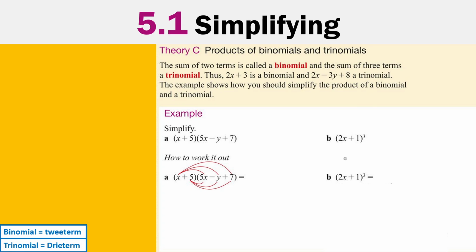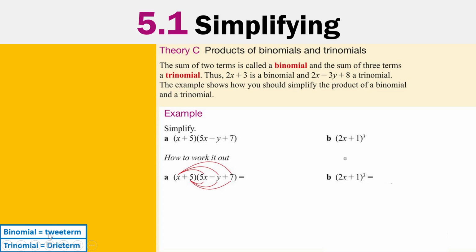Hey everyone, we're going to discuss Theory C of 5.1, which is called Products of Binomials and Trinomials, which seems very fancy for those who don't know the words, but binomials and trinomials are not anything to worry about. What are binomials? Binomials are sums of two terms. So for example, 2x plus 3 is a binomial.